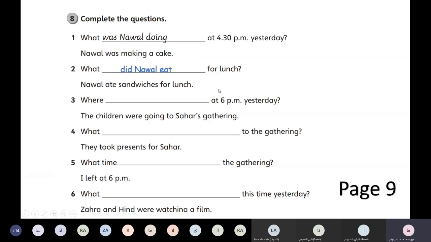Let's look at question number three. Look, sweetheart, we have a time, at 6 p.m. And the answer is past continuous. The children were going. So how are we going to do the question? Where? Very good. Where were? Excellent. Where were the children? Very good. Where were the children going? Good. Thank you, Al-Anoud. Where were the children going at 6 p.m.? Thank you, Al-Anoud, sweetheart. Wonderful.